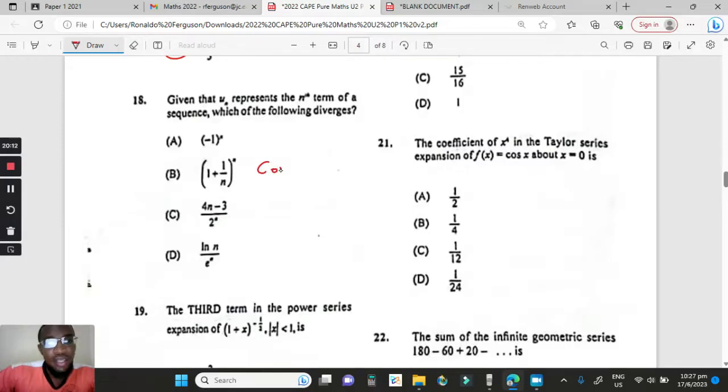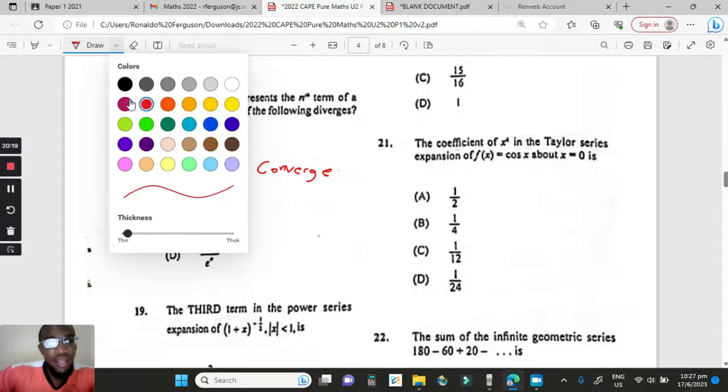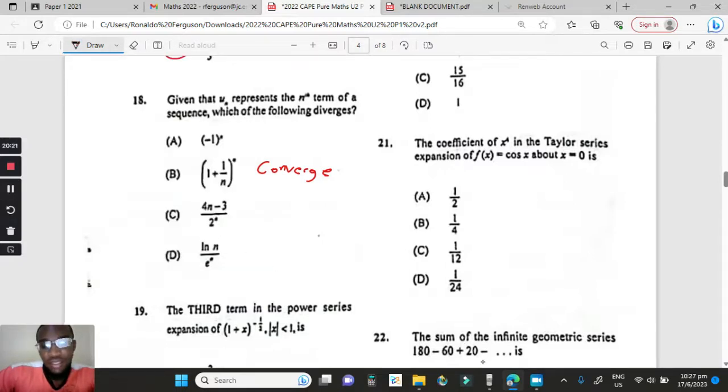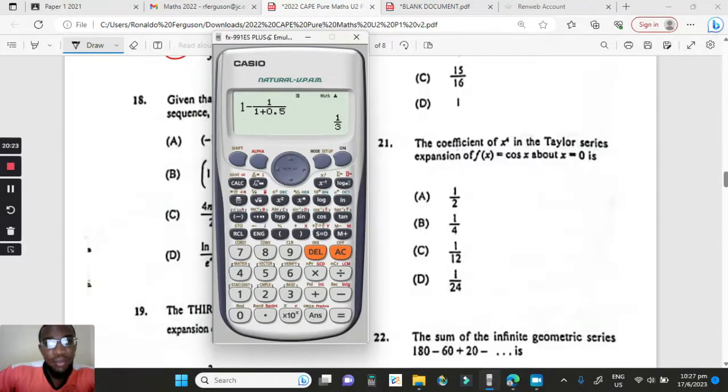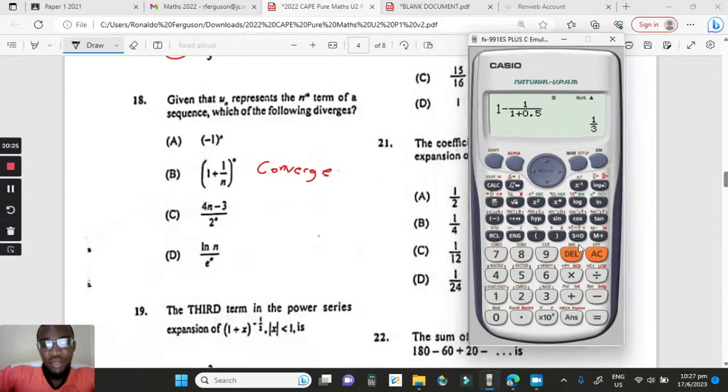This one converges, so really I'm checking the others. They always tell you to divide through by the highest power of n. That's one way to do it, or you can try with big numbers. Look at what I'm showing you with part B. Try with a big number. It's multiple choice, and we're trying to save time.